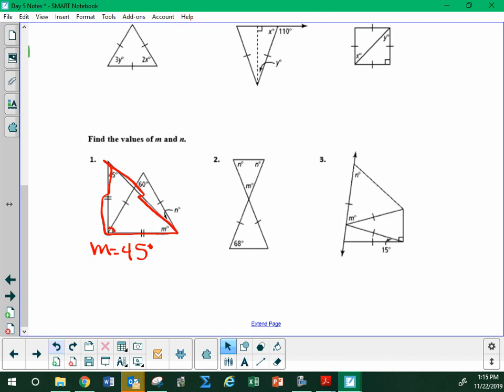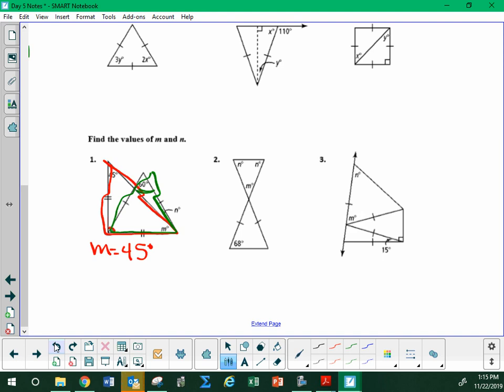Yeah, I got it. n equals 15. How do you know that? Adam. Because the triangle's an equilateral triangle. No, it's 60. Good. So it's equilateral because all the sides are the same.